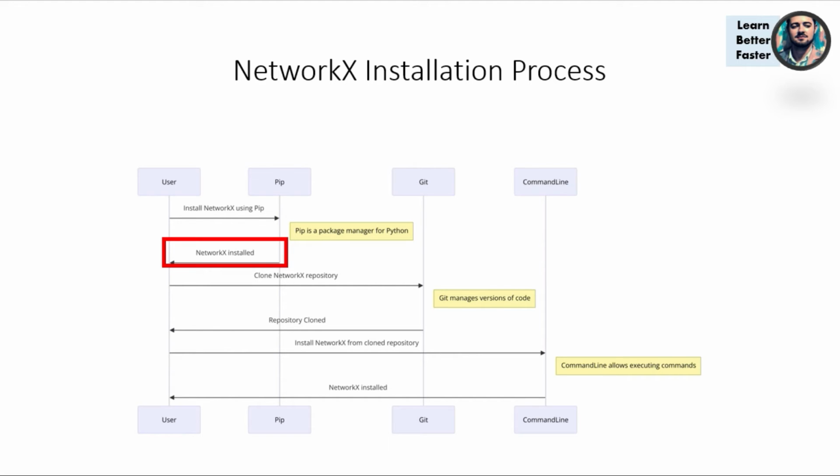Once that's installed with pip, then we would use Git, which is a place where code is managed in different versions. We would take what's called a repository of the code for NetworkX, and we would clone it. We would bring it into our environment, and we would use a command line. When I say command line, that's just something that allows us to execute commands like installing NetworkX. And when I say commands, I just mean writing lines of Python that do things.